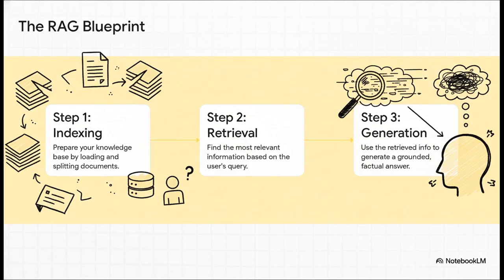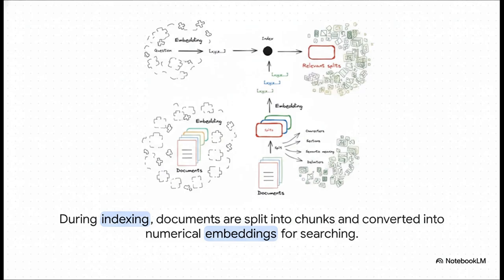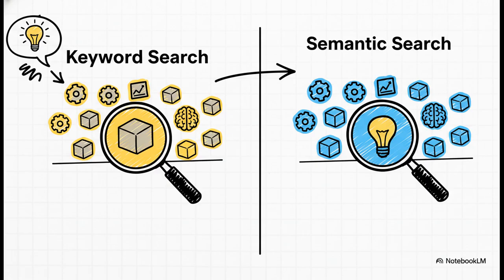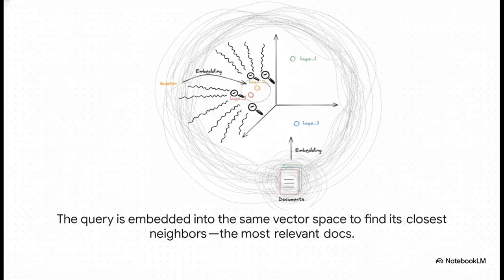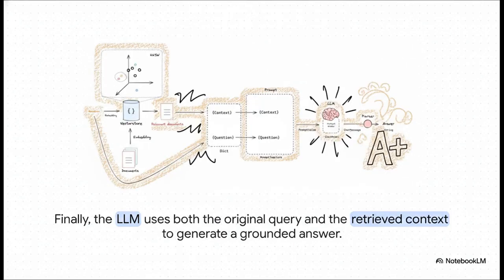Let's break them down. First up is indexing. We chop up your documents and turn them into numbers or embeddings. Then comes retrieval. You ask a question, and the system finds the chunks that best match its meaning. And this search is really cool. It's not about keywords. It's about finding the closest neighbors in meaning. And last, generation. We hand your question and the info we found over to the LLM for a solid answer.